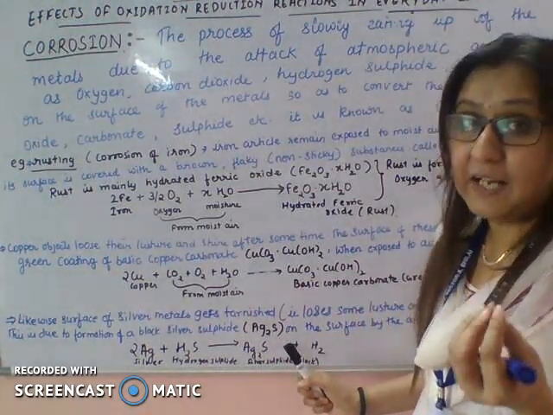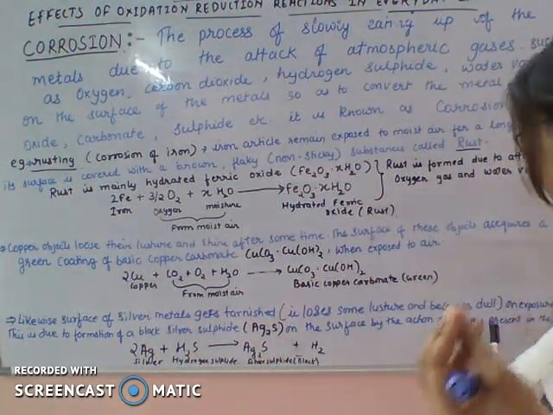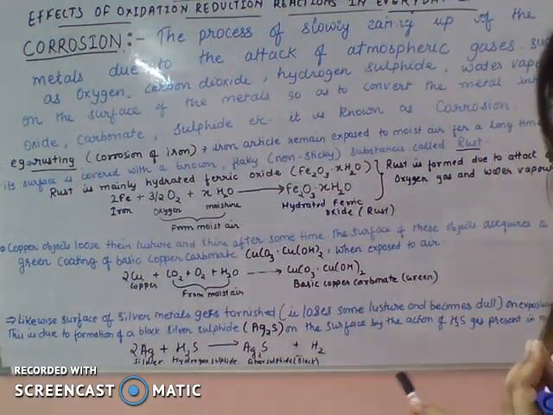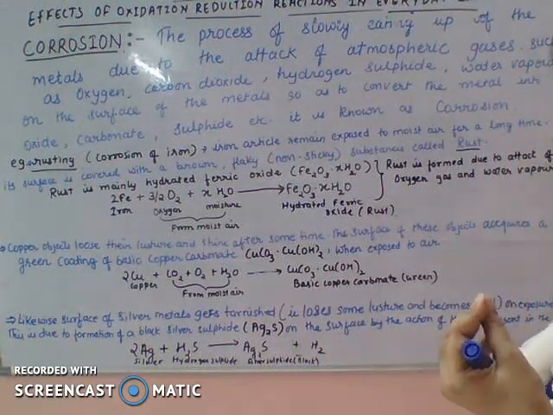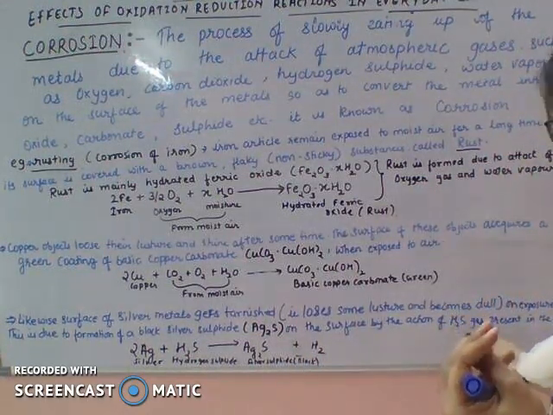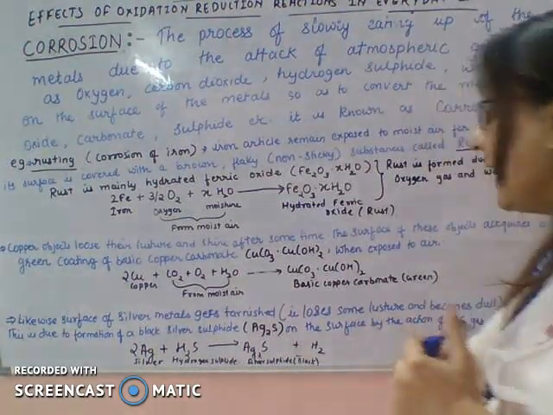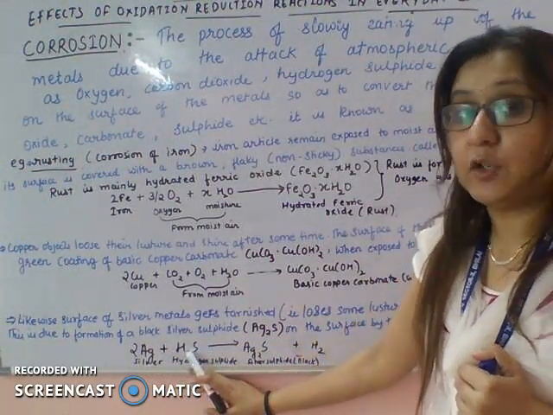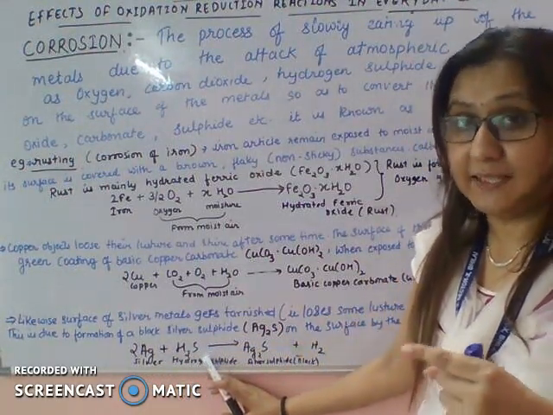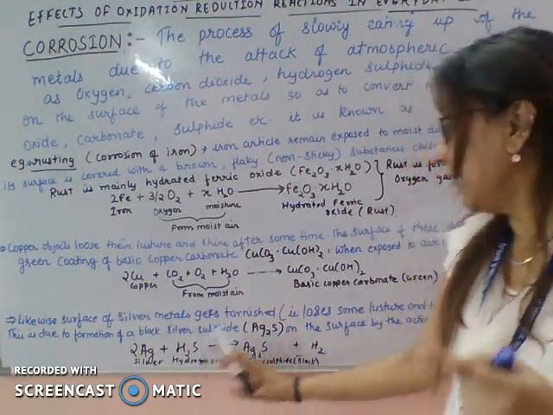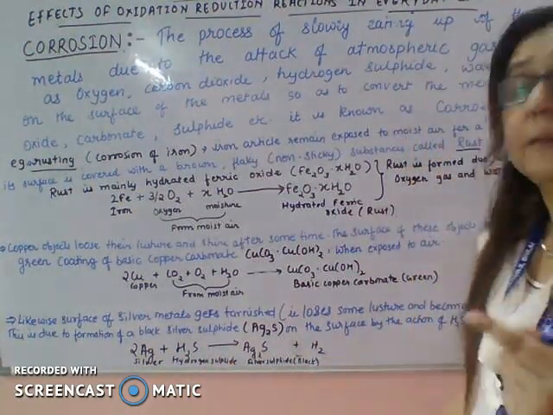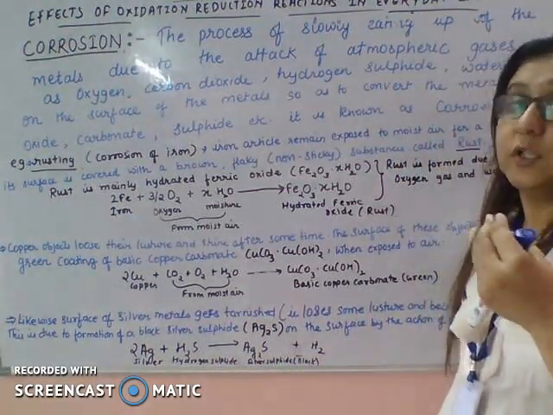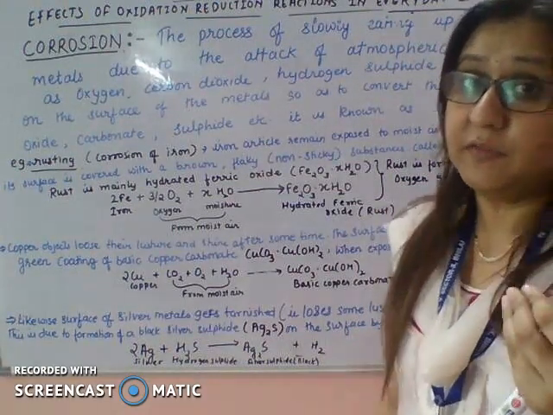When it gets tarnished, it loses its luster and becomes dull, and the formation of black silver sulfide takes place on the surface by the action of H2S gas present in the air. So when silver comes in contact with H2S gas, which is hydrogen sulfide, present in the air, it forms a silver sulfide layer, that is Ag2S, that is black in color. So hence you observe that black coating on a silver surface.